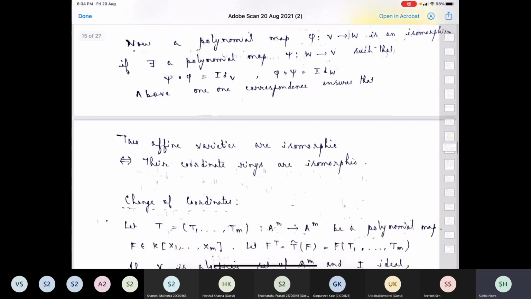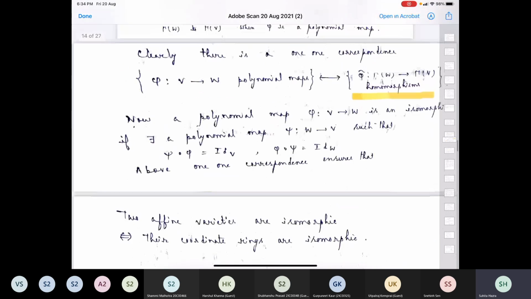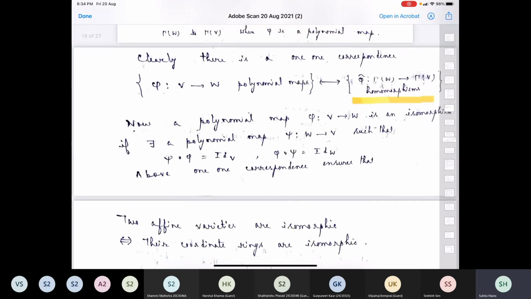So now a polynomial map phi: V to W is an isomorphism if there exists a polynomial map psi: W to V such that psi compose phi is identity on V and phi compose psi is identity on W. It's very natural. Now, this one-one correspondence ensures that two affine varieties are isomorphic if and only if their coordinate rings are isomorphic.